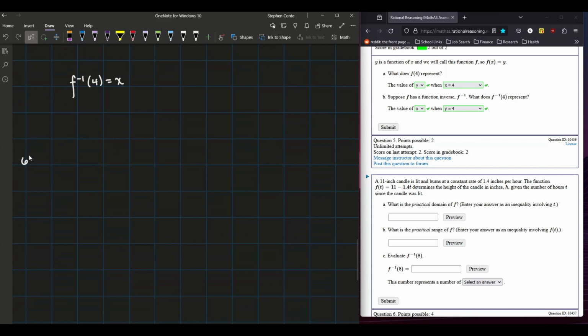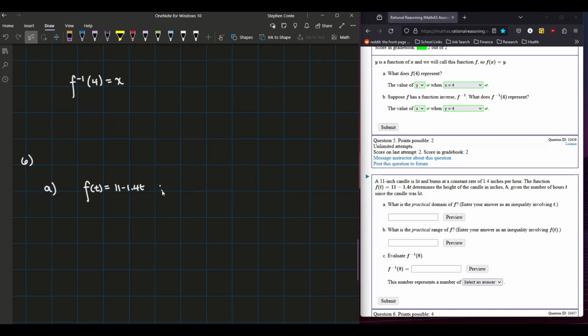Number 6. We want to talk about a practical domain for this candle problem, right? So an 11-inch candle is lit, burns at a rate of 1.4 inches per hour. We're given a function f of t equals 11 minus 1.4t. Obviously we can have 0 hours, right? T is the number of hours since the candle was lit, so they can not have been lit yet, right? It's 0 hours. Or it could have been completely burned.